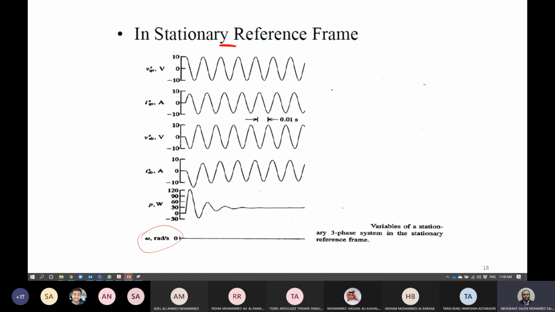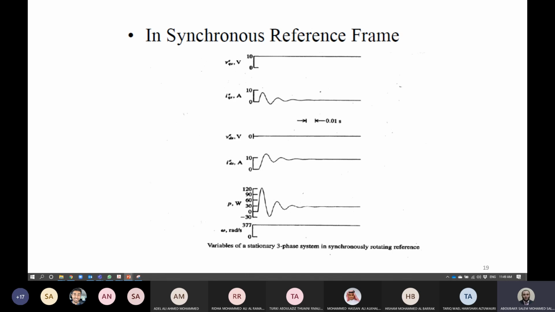This is in a stationary reference frame. Let's see together if we calculate the values in the synchronous reference frame. You will find that VQ equals a constant value in the synchronous reference frame. IQ will have a component at transient, and at steady state it will be constant. The same is also true for VD and ID, and power as well. This is if we substitute omega equals synchronous speed.